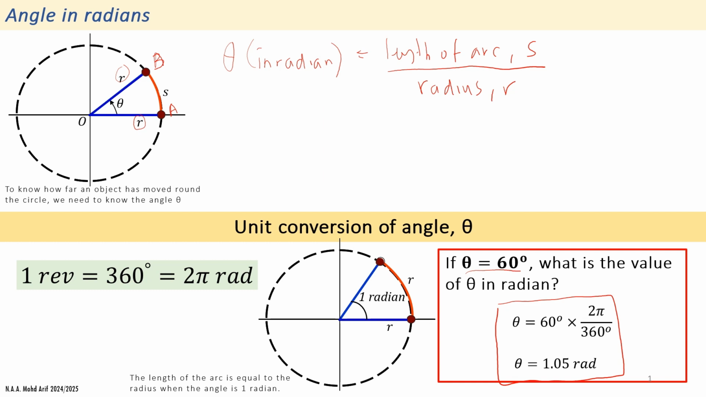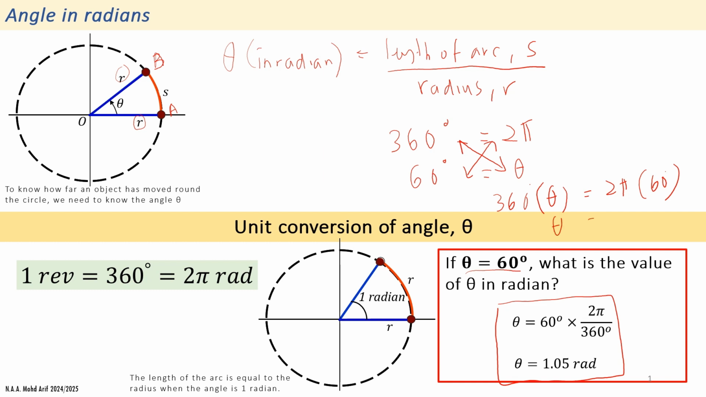How to calculate it from here? 360 degrees equals 2 pi radians. So the question is, when it is 60 degrees, what is theta? So we can do it like this: 360 times theta equals 2 pi times 60 degrees. So theta equals 2 pi times 60 degrees divided by 360. So it's the same, and theta is 1.05 radians.